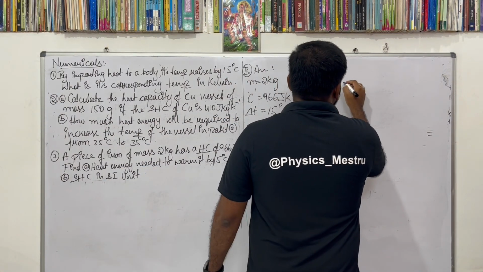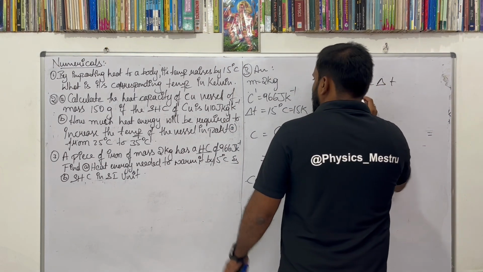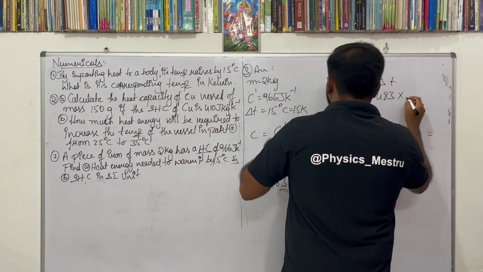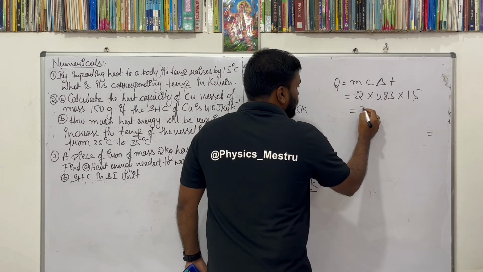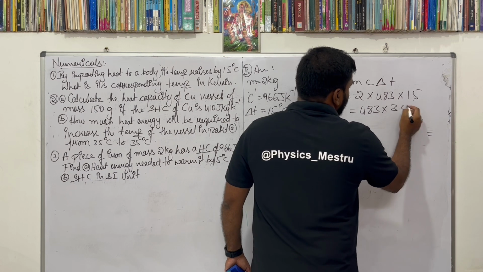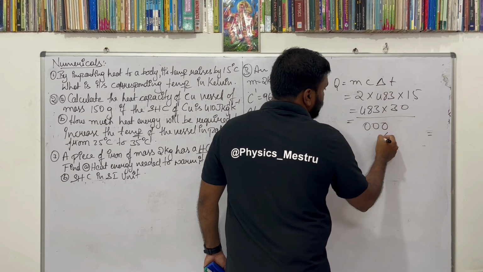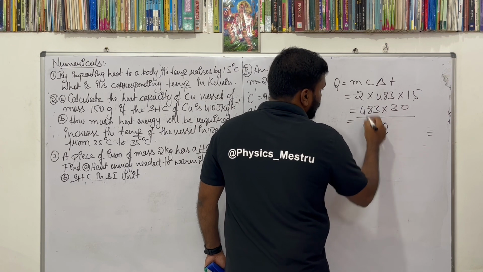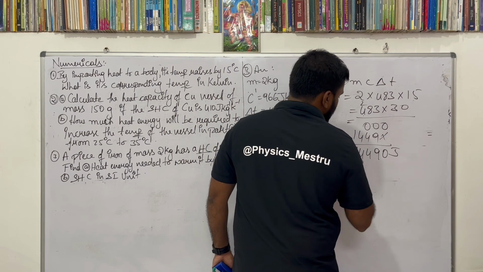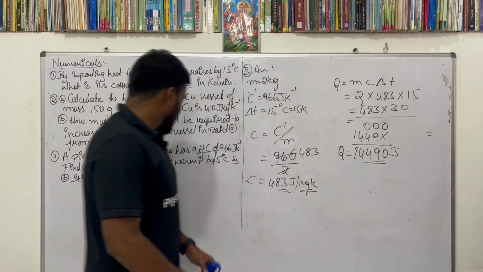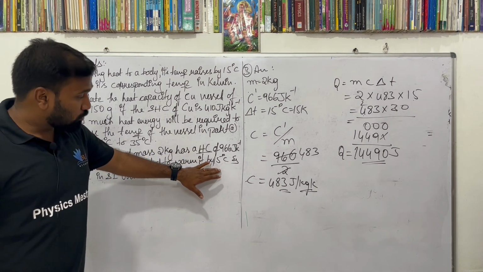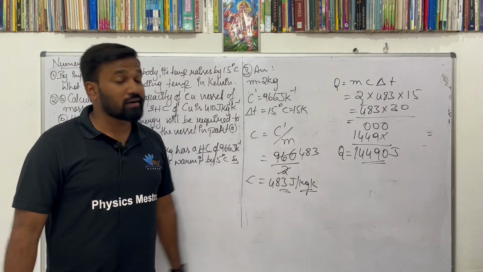Heat energy. Q is equal to M into C into delta T. Okay. What is the mass? 2. What is the value of C? 483 into what is the value of delta T? 15. So now if we multiply 15 2s are 30. 30 into 483, so if you calculate, you will get 0, 0, 3 3s are 9, 3 8s are 24, 2, 3 4s are 12 plus 2, 14. So it will become 14490 joules. So therefore, the heat energy that is given to the iron piece to raise its temperature by 15 degrees Celsius is 14,490 joules.